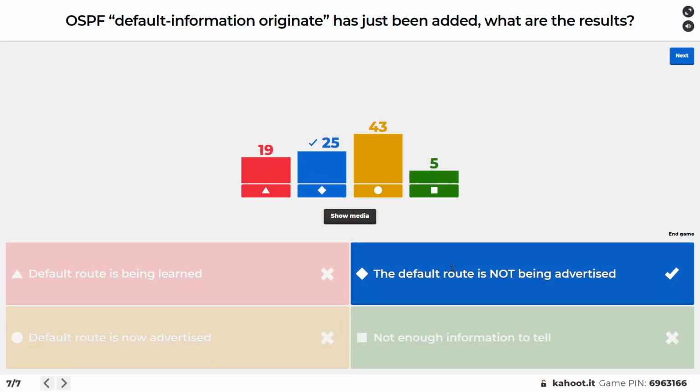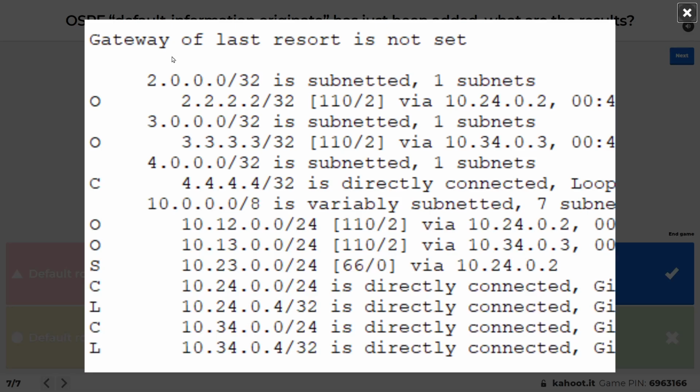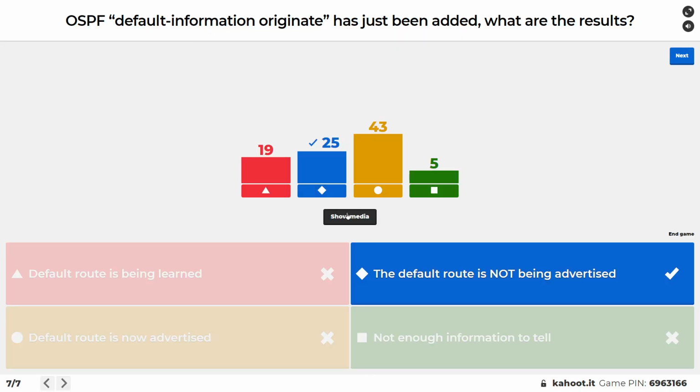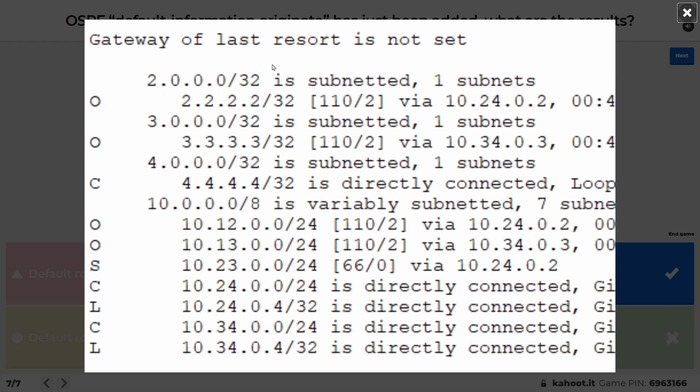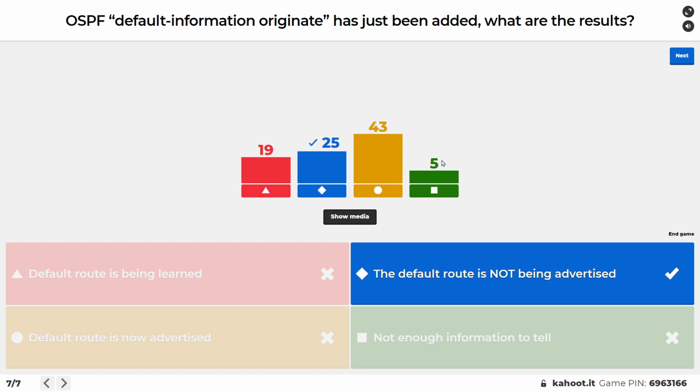Okay, so the answer to this is the default route is not being advertised, and that is because, look at this, we don't have one. If we had a default route, it would show up in the routing table of 0.0.0.0, and it'd also say gateway of last resort, and it would show the details for that default route. But because we don't have one, we're not advertising one. So the default route is not being advertised, which is what 25 of you said.